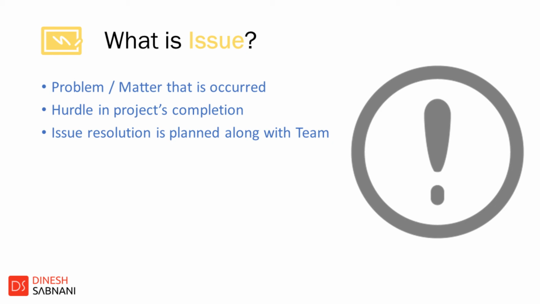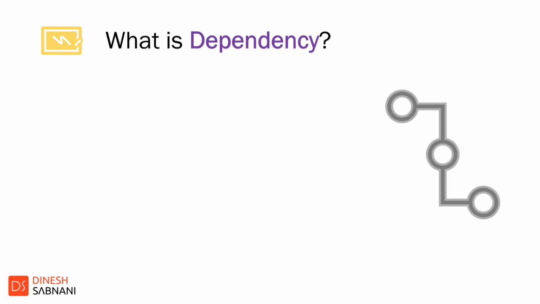Project manager tracks the issue in the RAID log, analyzes the impact of it on the project completion, and makes a direction to resolve the issue along with the team. Also, let everyone know how the issue is managed and resolved so as to bring all the team members into alignment. Next, what is dependency?